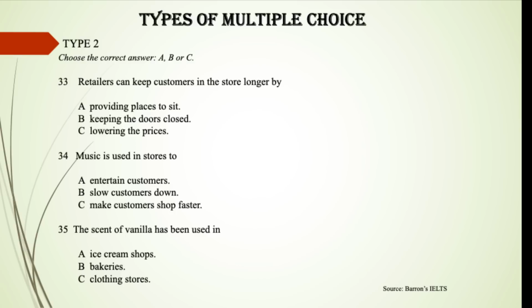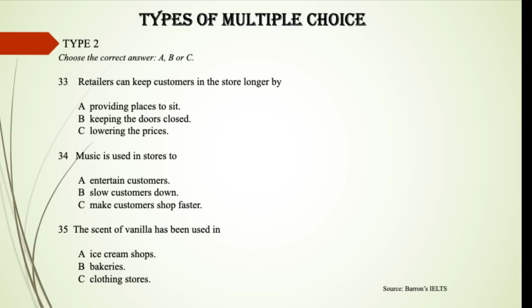So obviously the instruction is the same as in the first type. It says choose the correct answer A, B or C. You just need to choose one answer out of these 3 options. And the question is, retailers can keep customers in the store longer by. As you can see, the question is the first half of a sentence, and then you have 3 possible endings. So any of these would complete this question.